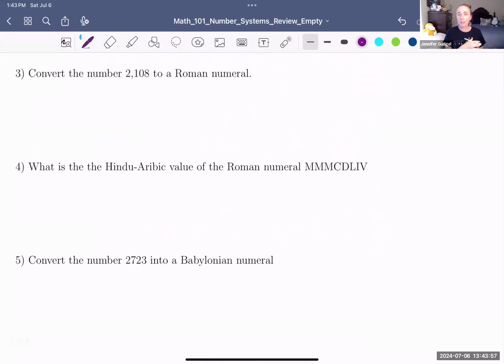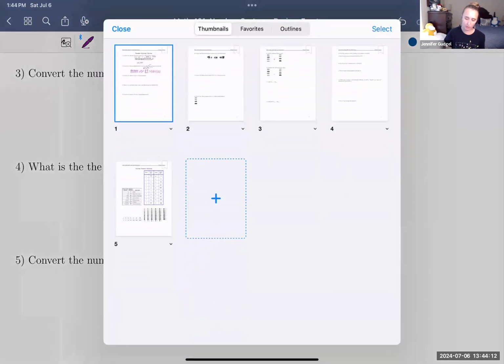You should really go back to your homeworks, back to your notes, or back to the new version part of the review where I mixed a bunch of questions in to make sure you're solidifying and feeling good about the exam. All right, we're converting 2,108 to a Roman numeral.